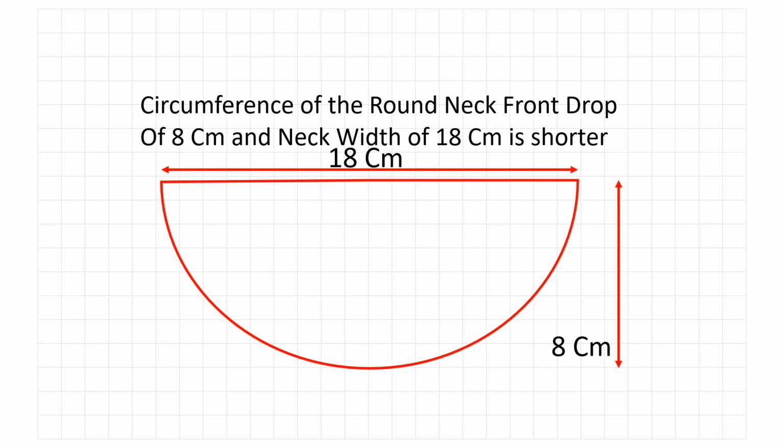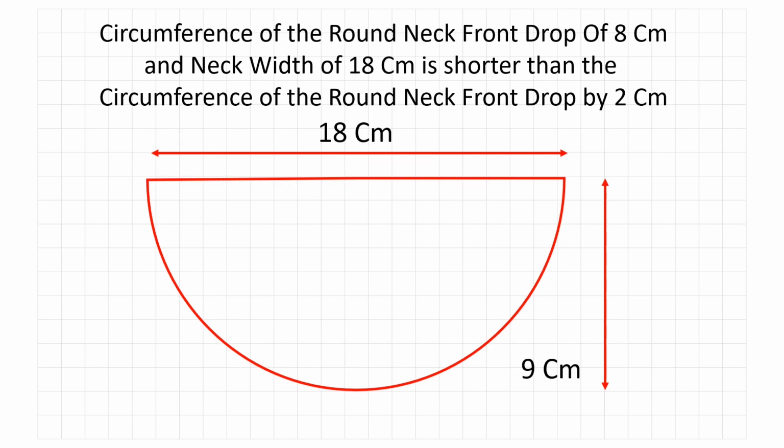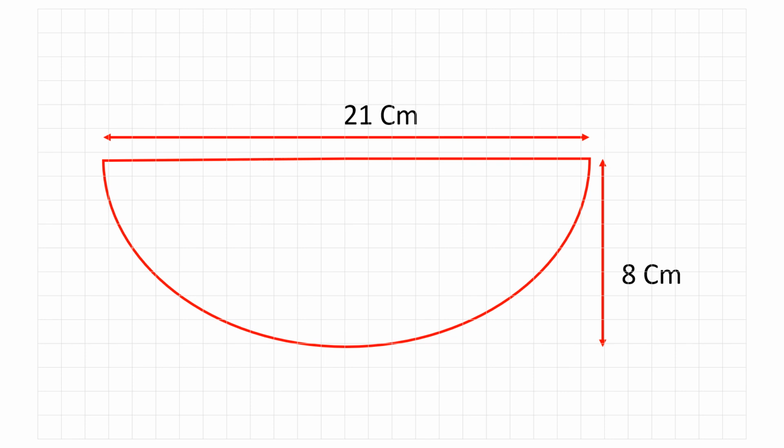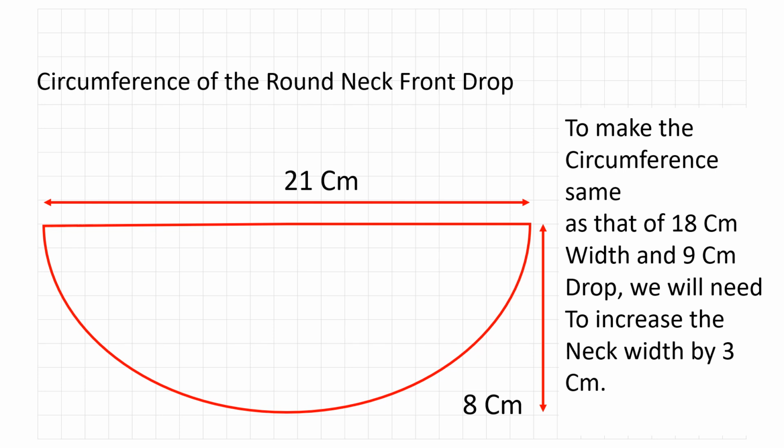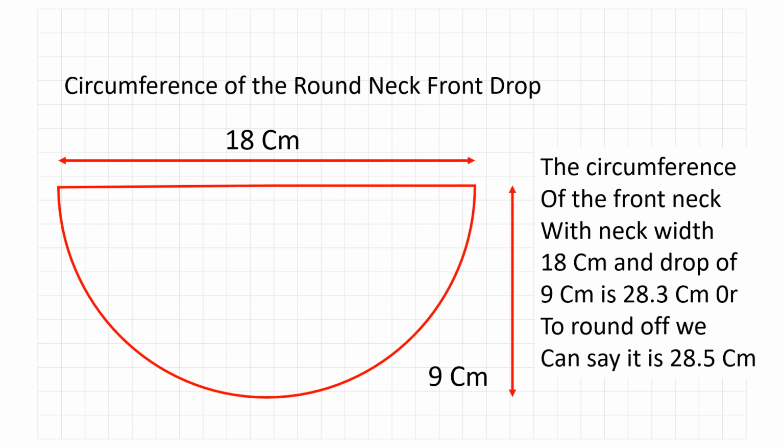If we keep the neck width the same as that of a crew neck, the circumference of the neck will be reduced not just by 1 centimeter, but a lot more, almost 2 centimeters. To compensate for this reduction in the neck hole circumference, we must increase the neck width. To compensate for 1 centimeter less of front neck drop, we will need to increase the neck width by 3 centimeters. Therefore, the ideal neck width for a turtleneck or a high neck for the same size pullover, which has a front neck drop of 8 centimeters, instead of 19 centimeters, will be 21 centimeters.